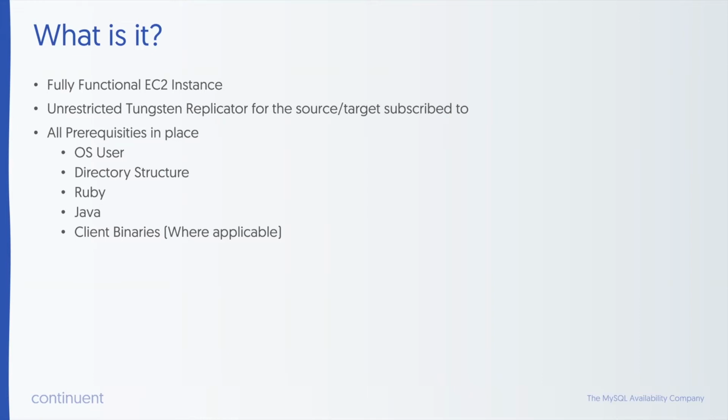On the host itself, all the prerequisites are in place. So the operating system user set up, all the various directory structures there, all the bits of software you need, the Ruby, the Java, and any client binaries that are required based on the target. Everything is there ready for you to go. You launch it, you'll be presented with a wizard, and away you go, and we'll look at that in the next few slides.